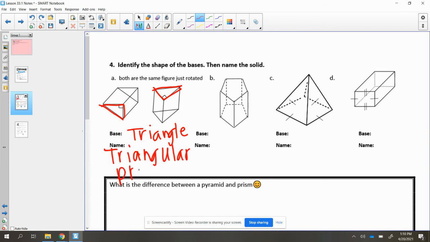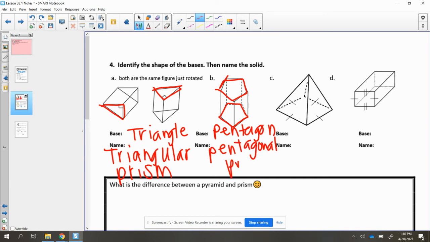Now, the second one, because again it has two bases, is also going to be a prism. But notice this particular shape is going to be a pentagon. So we would instead call this a pentagonal prism. So the base helps us name our prisms.